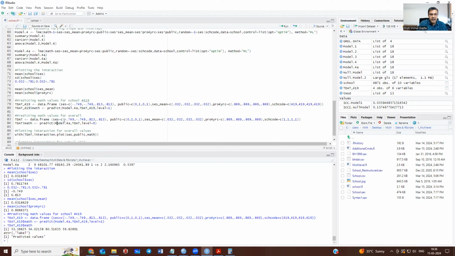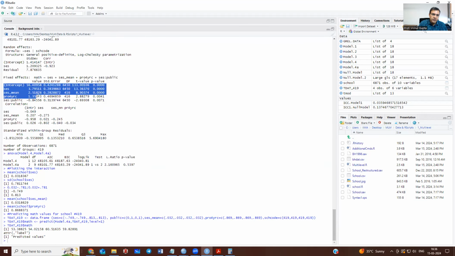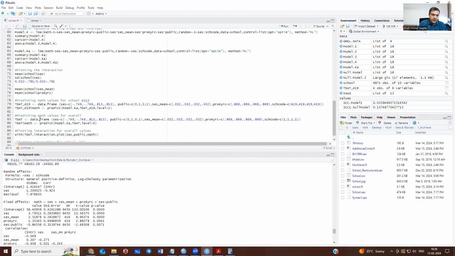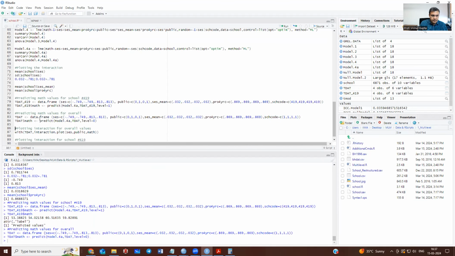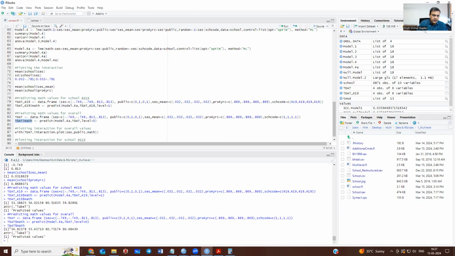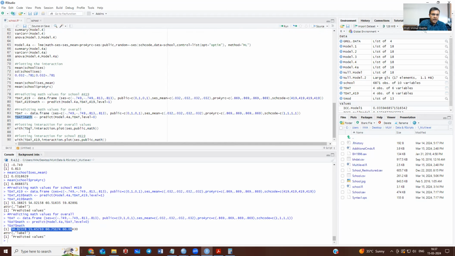Similarly, I create another data frame where I give school code, but I say predict and keep level is equal to 0. Level is equal to 0 means ignore the school code and use the overall gamma values, and then compute. Okay, so I run this and again I can show you these values. There are again 4 values computed, and then I plot for overall.